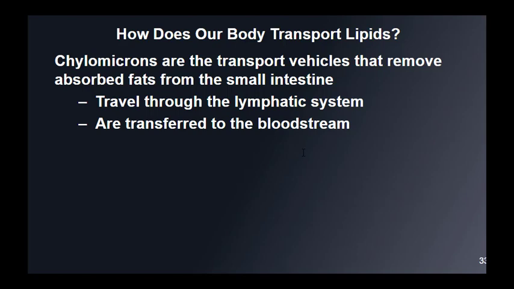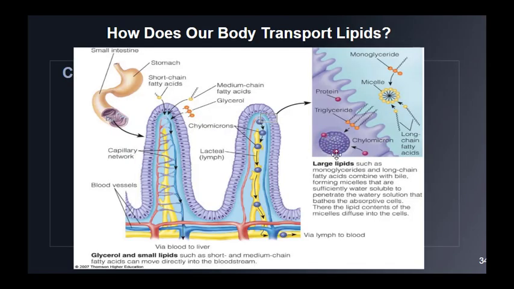So here we can see a chylomicron. What's happening is the fat molecules that are being absorbed are being moved through the small intestine via these chylomicrons, and then they move through the lymphatic system and eventually into your bloodstream.